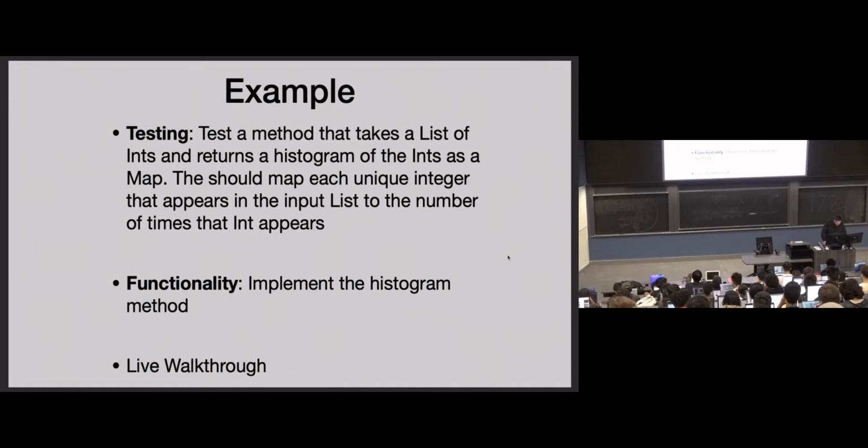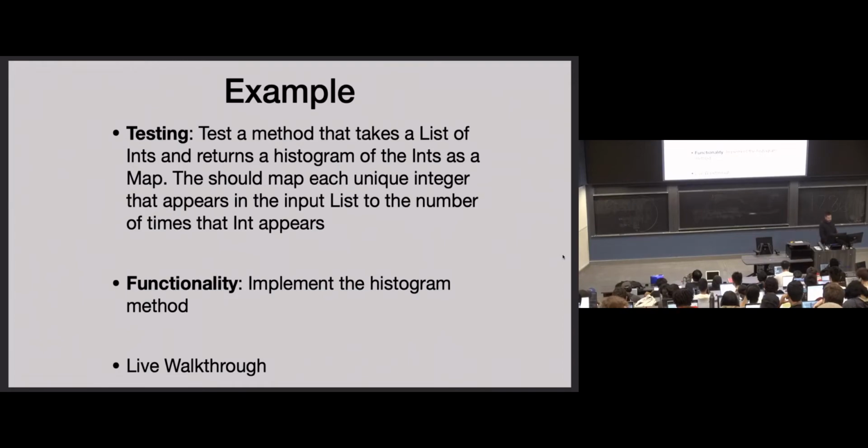I recommend writing the test before the code, which I'm going to give an example of right now. I'm going to write the testing before the code on this one. So let's write a method that's going to compute a histogram of a list of ints. It's going to take a list of ints. It's going to return a histogram, which is a map of int to int, which maps each unique int in the list to the number of times it appears in the list.